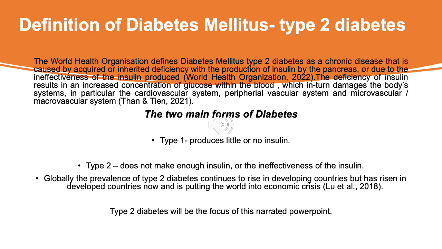The two main forms of diabetes. Type 1 produces little or no insulin. Type 2 does not make enough insulin or the insulin is not effective. Globally, the prevalence of type 2 diabetes continues to rise in developing countries, but has risen in developed countries now and is putting the world into economic crisis. Type 2 diabetes will be the focus of this narrated PowerPoint.